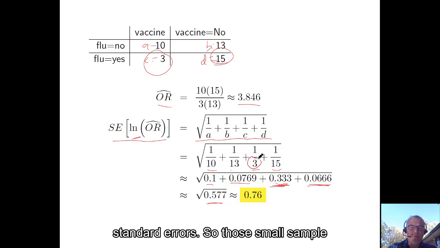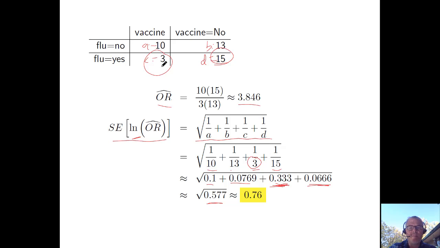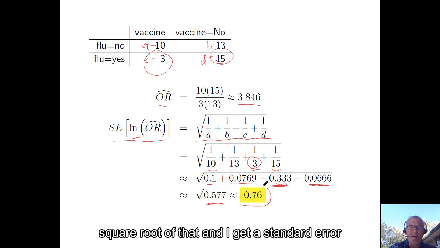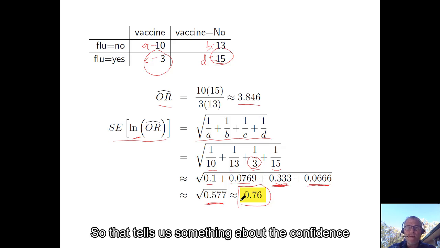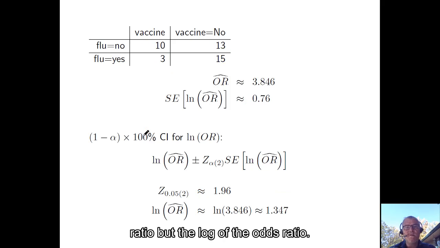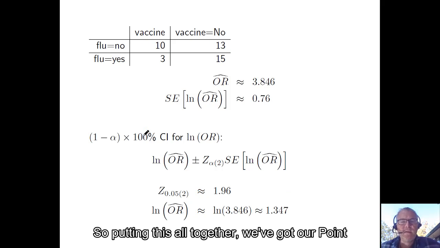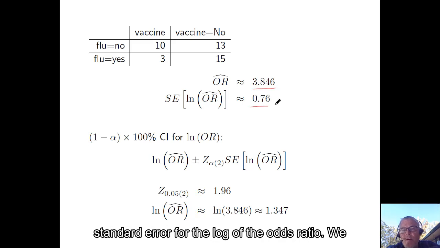So the small sample size for any part of this table is going to dominate the standard error. Anyway, 0.577, we take the square root of that, and I get a standard error of 0.76 for this example. Okay? So that tells us something about the confidence of not exactly the odds ratio, but the log of the odds ratio. Putting this all together, we've got our point estimate for the odds ratio. We've got a standard error for the log of the odds ratio.